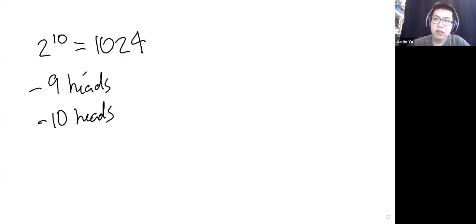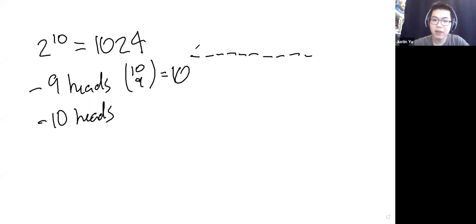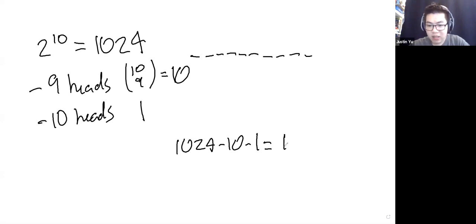Now we have to see a related question. How many ways are there to have 9 heads? This is just 10 choose 9, and here we're going to start seeing the binomials coming in. This is equal to 10. You can think of it as 10 ways to place the tail. With 10 heads, there's clearly only one way. So 1024 minus 10 minus 1, PEMDAS, we go left to right. This is 1013.